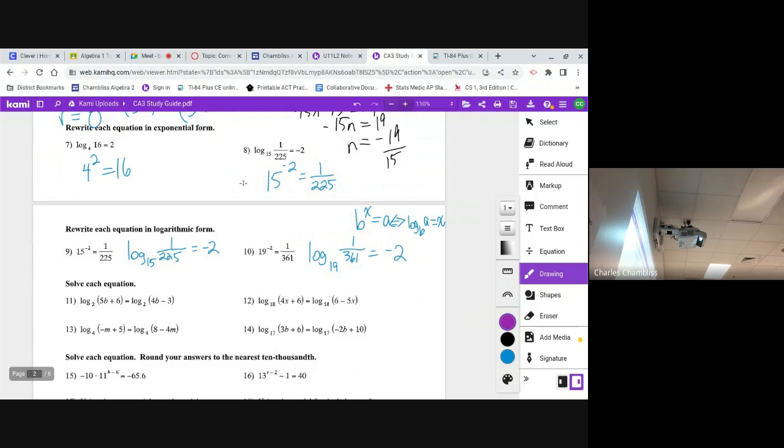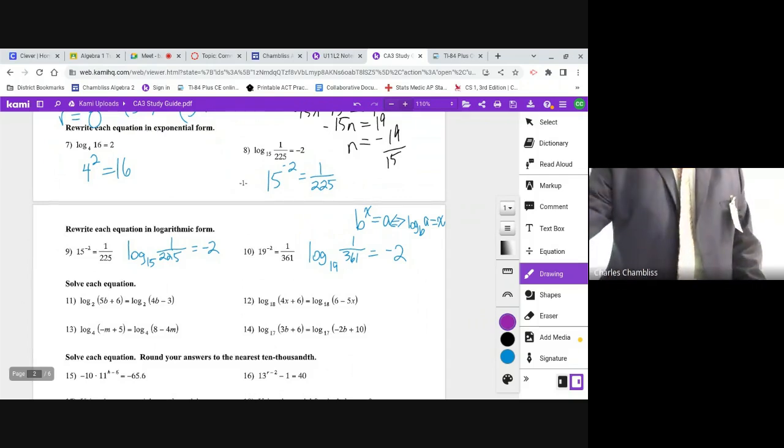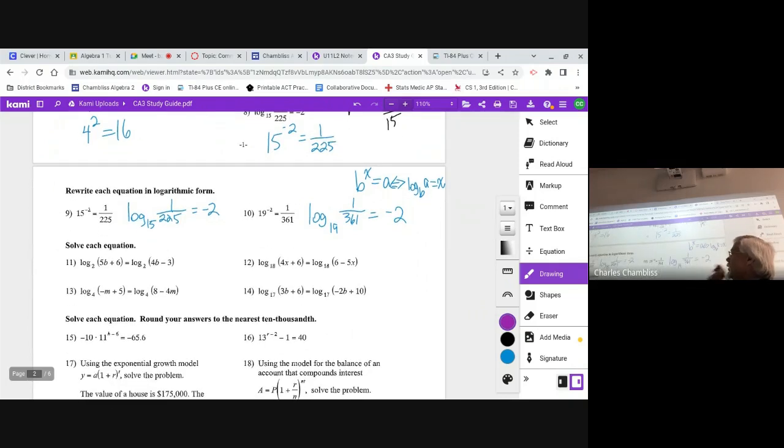All right, 11 through 14. Solve the equation. With logarithmic equations, they can be more difficult, but these are pretty straightforward because in each of them, you can kind of just ignore the logarithms. Because when the logs have the same base, you don't have to change anything. If it's log base 2 of this equals log base 2 of that, that means the things in the parentheses have to be the same thing. So this means that 5b plus 6 equals 4b minus 3.